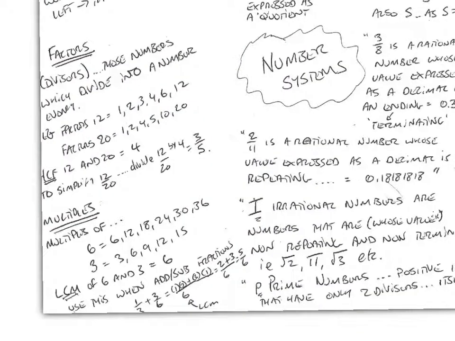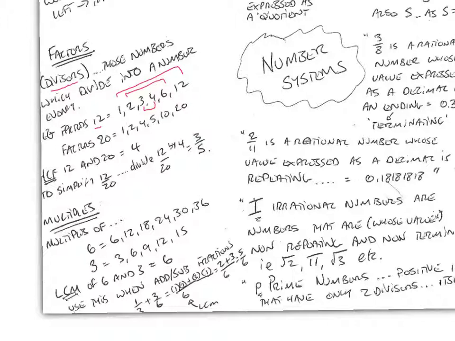Next, let's look at factors. What are factors? Factors, otherwise known as divisors. They're those numbers which divide into a number evenly. So the factors of 20 are any numbers that divide into 20 evenly. Let's look at the factors of 12. Does 1 go into 12? Yes, goes in 12 times evenly. 2 goes into 12 6 times. 3 goes into 12 4 times. They are the factors of 12.